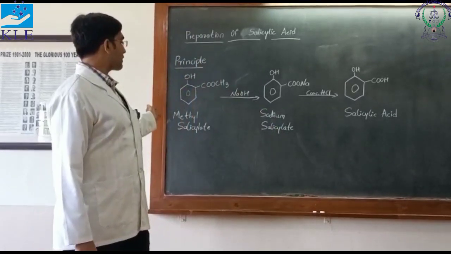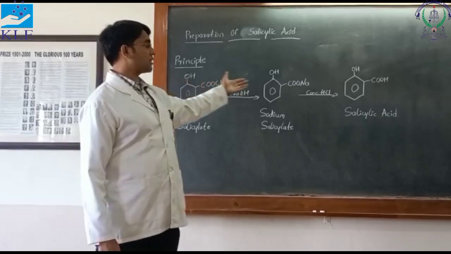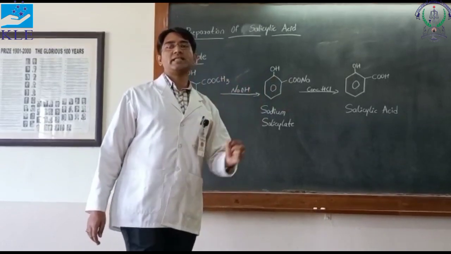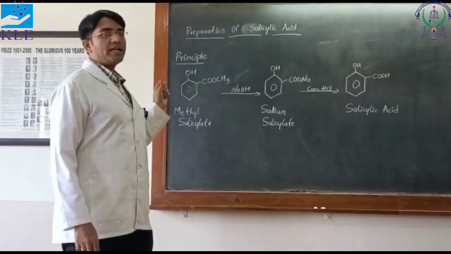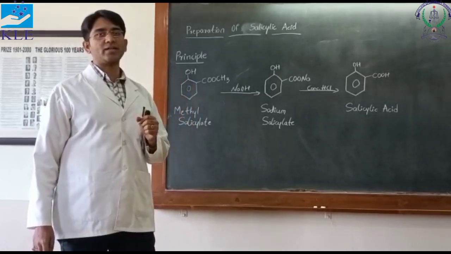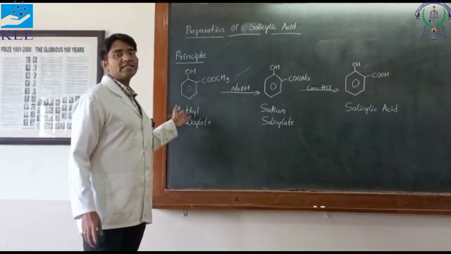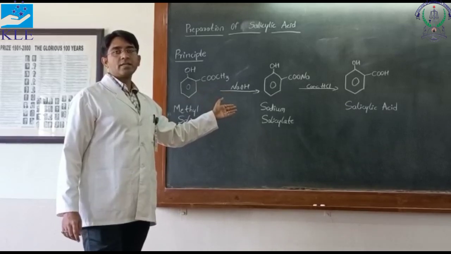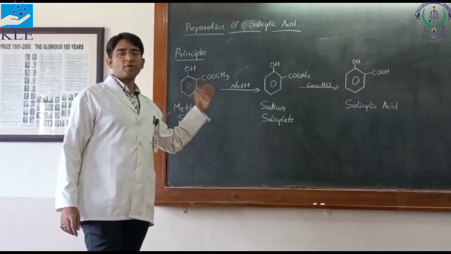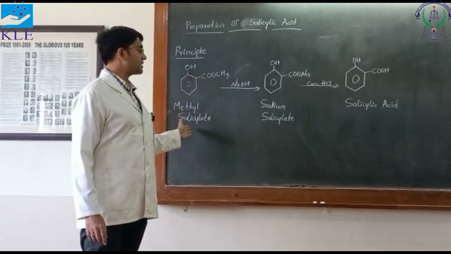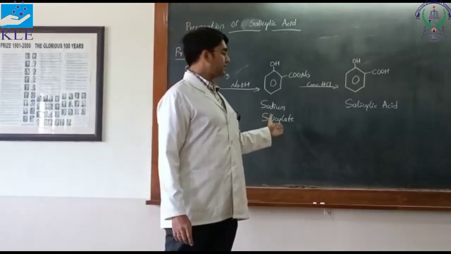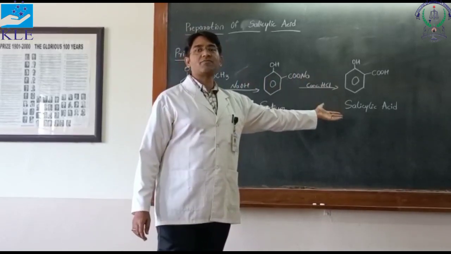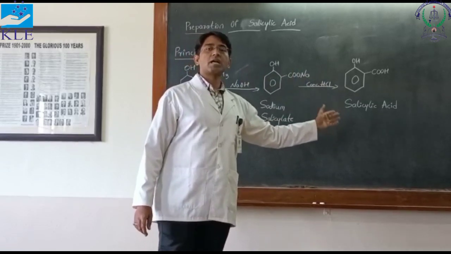In the principle, as you could see, there is a use of methyl salicylate, sodium hydroxide and concentrated HCl. These are the three important chemicals we are employing in this preparation. Here it is a hydrolysis type of reaction that we are carrying out. The methyl salicylate, which is an ester, when treated with the alkali, that is 40% sodium hydroxide, is converted into sodium salicylate. This sodium salicylate, on further treatment with concentrated hydrochloric acid, results in the formation of salicylic acid, which is the compound of our interest.